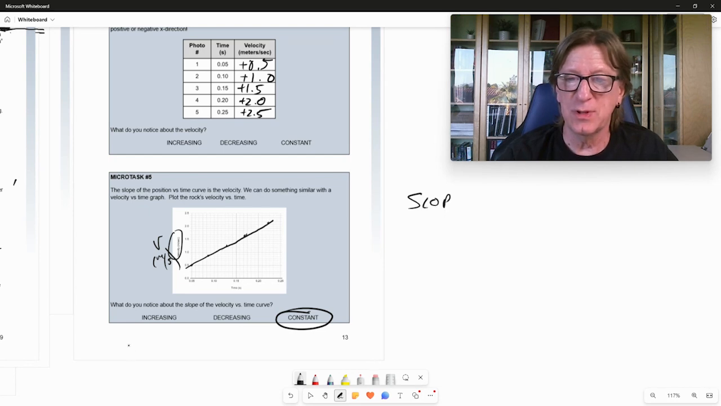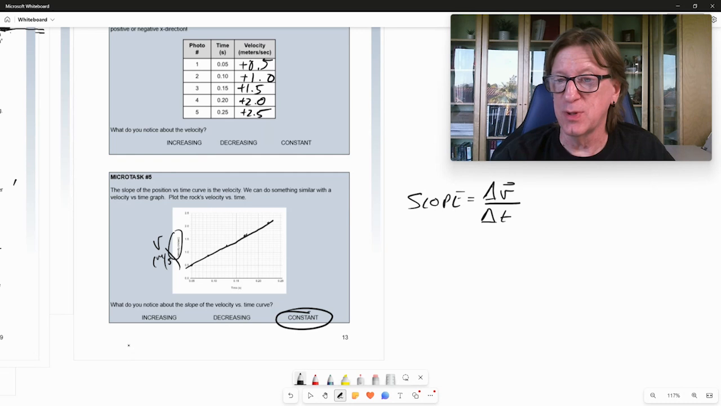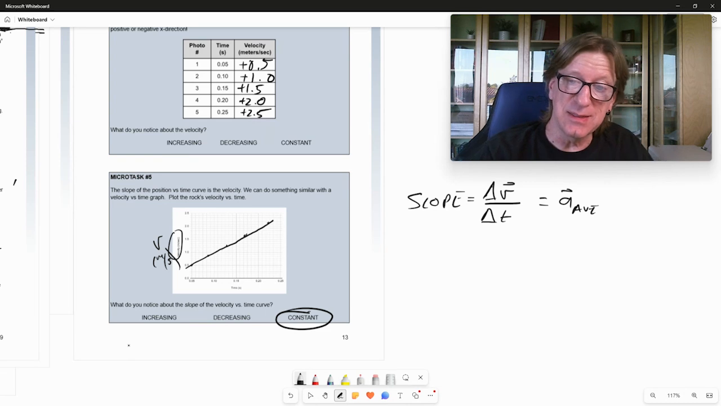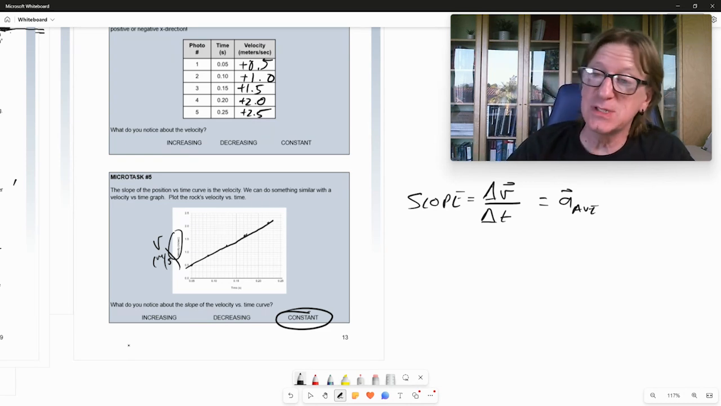The slope of our line, remember, is the change in our vertical component, which is the change in velocity, divided by the change in the horizontal component, which is the change in time. So that's our slope, our geometric slope. Well, look at this. We've already defined that to be our average velocity. So the average velocity is the slope of the velocity versus time curve.